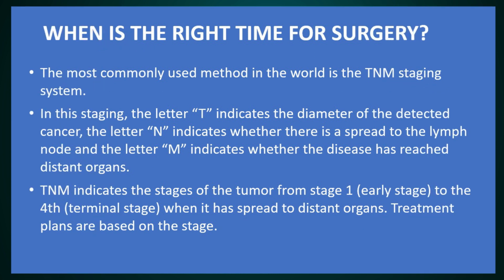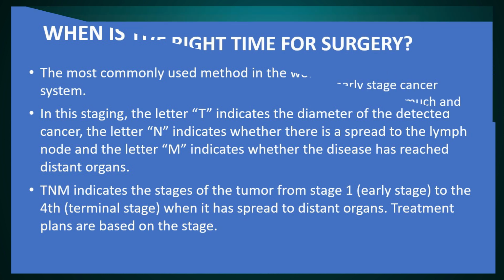The most commonly used method in the world is the TNM Staging System. In this staging, the letter T indicates the diameter of the detected cancer, the letter N indicates whether there is a spread to the lymph node, and the letter M indicates whether the disease has reached distant organs. TNM indicates the stages of the tumor from stage 1, early stage, to the 4th, terminal stage, when it has spread to distant organs. Treatment plans are based on the stage.